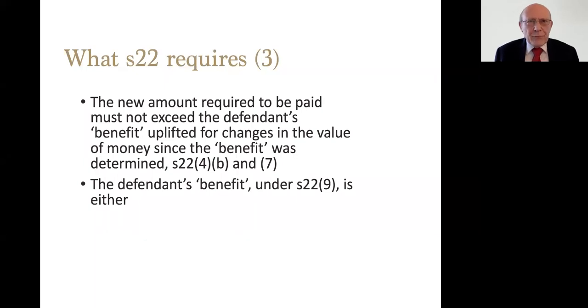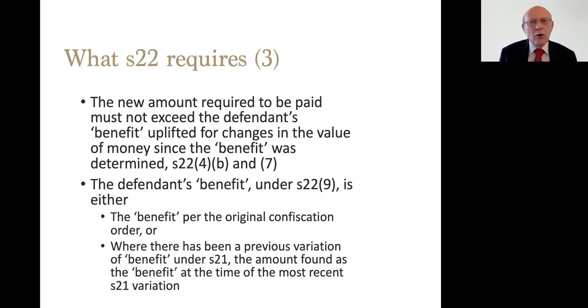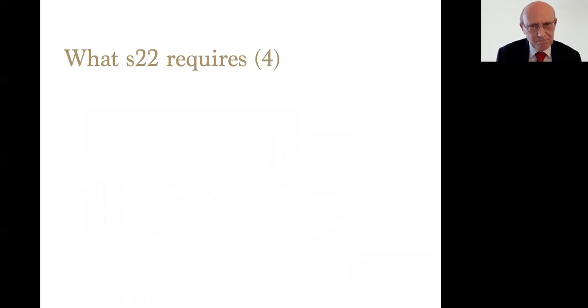So, we've talked about the defendant's benefit. What is the defendant's benefit? Well, the defendant's benefit under Section 22(9) is either the benefit per the original confiscation order, which is quite straightforward, or if there's been a previous variation to the benefit figure under Section 21, the amount found as the benefit at the time of the most recent variation. So the benefit side of things isn't too difficult in that respect.